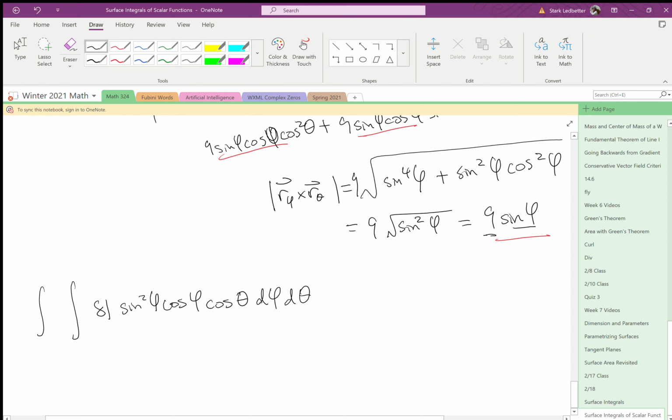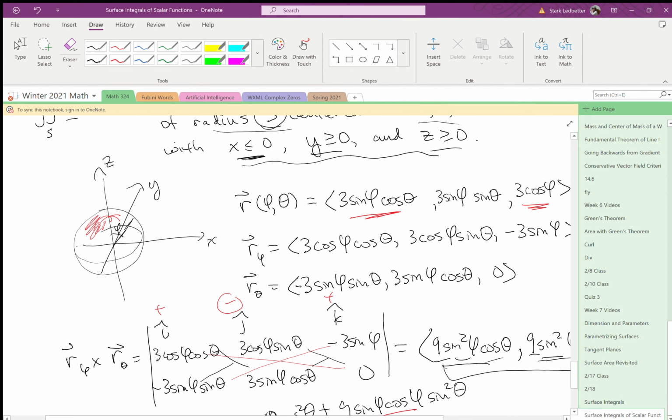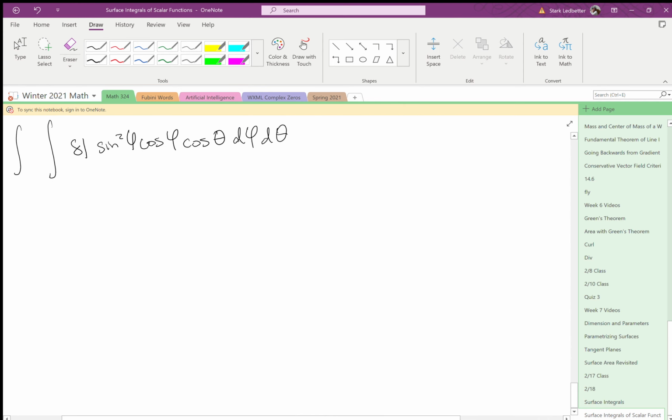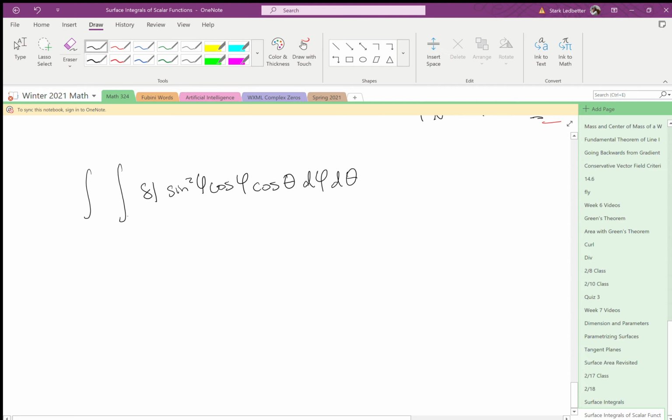Okay, and then let's think about the region. So we want this portion of the sphere. This is theta going from pi over 2 to pi. And then once we cut that off, we know that phi starts at 0 here and goes down to pi over 2. Okay, so phi goes from 0 to pi over 2. Theta goes from pi over 2 to pi. Okay, then we just need to calculate this integral. We can do a quick u substitution. U equals sine phi. Then du is cosine phi d phi.